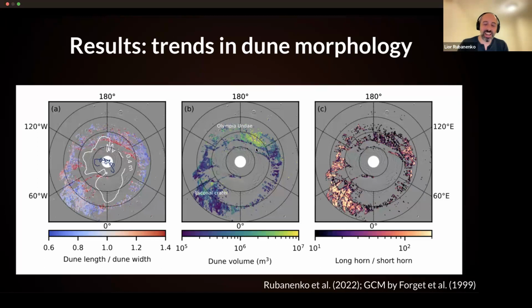And we can see the dunes in the Olympia Undae are the most voluminous. And also we see the same increasing volume near Escorial. I might be able to explain why we think we see this increase in volumes. This is probably related to convergence zones. Hopefully I'll have time to talk about it later. And then we can also map asymmetry, for example. So we can really do this data science type analysis by looking at all those dunes near the pole and globally on Mars.